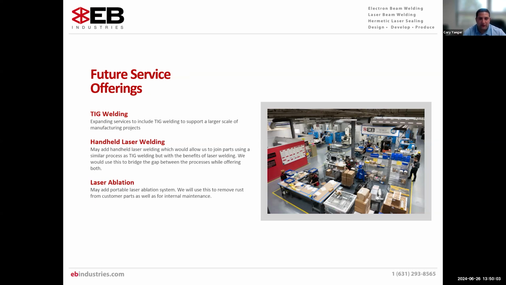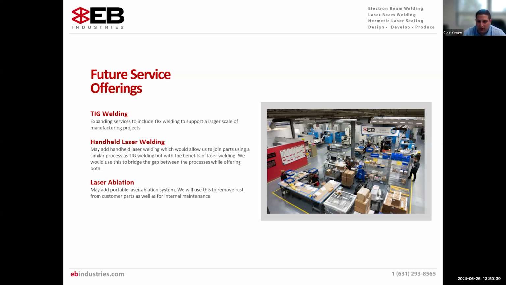Now, some future service offerings that we're working on, one of them is TIG welding. Today, like I mentioned earlier, we offer electron beam welding, laser welding, and laser hermetic sealing, which is laser welding inside of an inert environment glove box. We are also going to bring TIG welding in-house so that we can support a larger scale of manufacturing projects, and it'll give us an ability to leverage our welding expertise in this field as well.